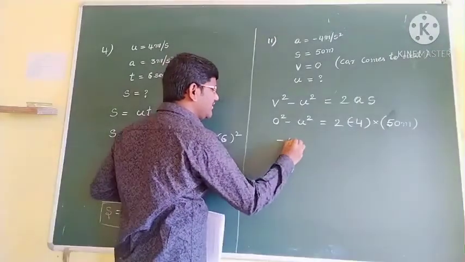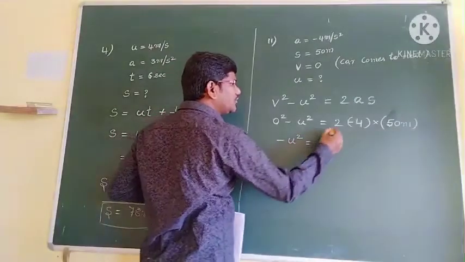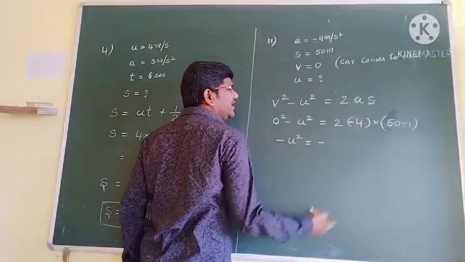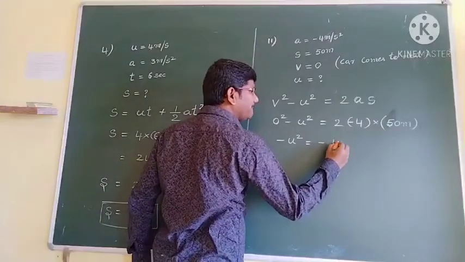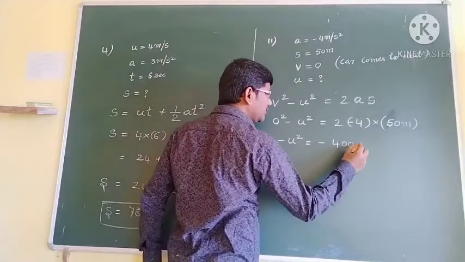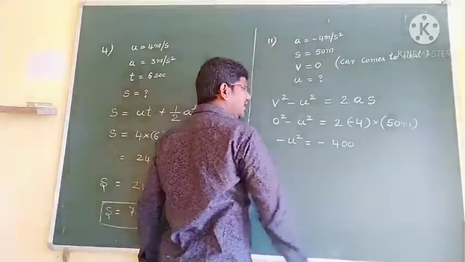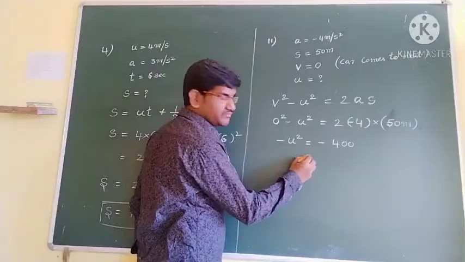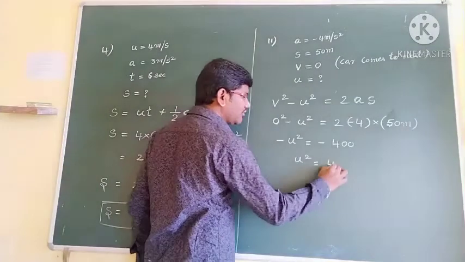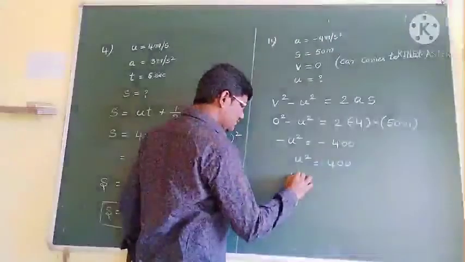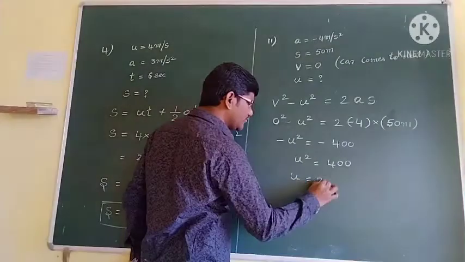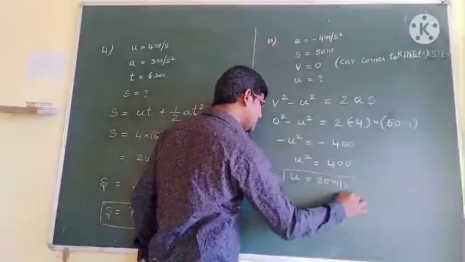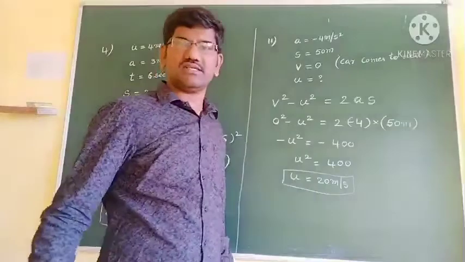So minus u squared is equal to minus 2 into 4 into 50, which is 400. Minus minus gets cancelled. Then u squared is equal to 400, then u is equal to 20 meters per second. So this is the initial velocity. Okay students.